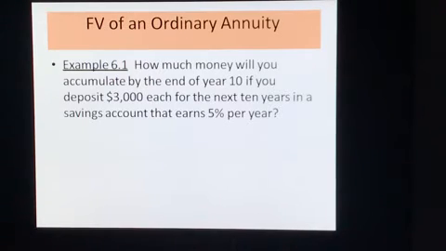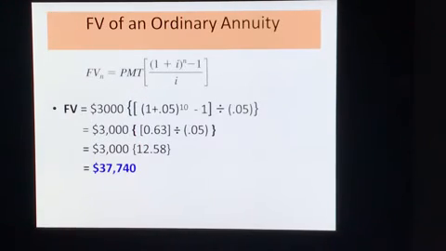So here is an example to explain the ordinary annuity. How much money will you accumulate by the end of year 10 if you deposit $3,000 each year for the next 10 years in a savings account that earns 5% per year? In this question, we are given the payment is $3,000, the interest rate is 5%, and n is 10. We will insert all these values in this formula, and finally we have $37,740 in our account after 10 years.